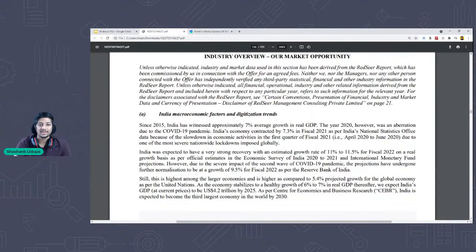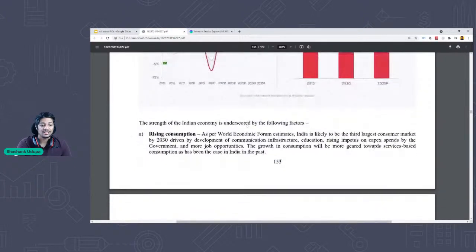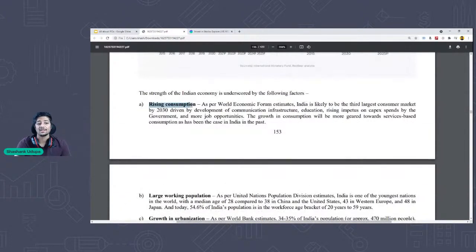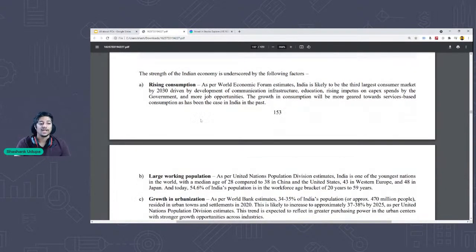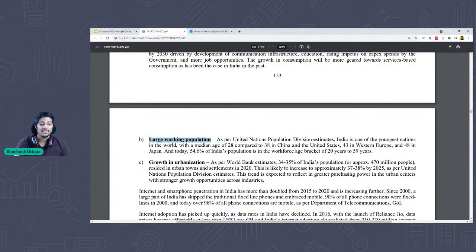So when you come here, you'll see industry overview about market opportunities, India's macroeconomic factors, digitization trends, and one of the key things that you see here, that they're saying that rising consumption is there because India is a growing economy, so a lot of people are buying stuff. India has a large working population with an average age of 28. That means a lot of young people are working population in India, and that is how this is also happening. And growth in urbanization. So all these things you understand and read in an RHP document. Clear? So these are the many important things you understand.